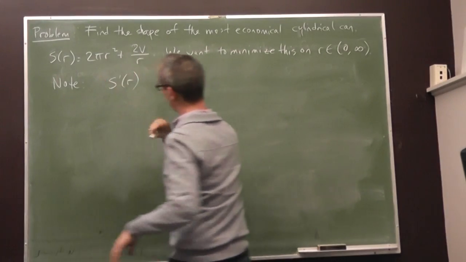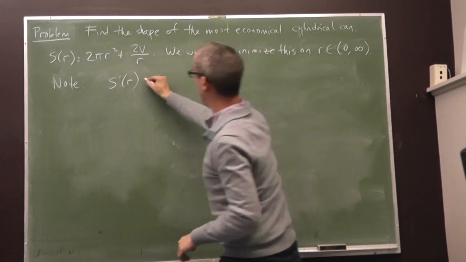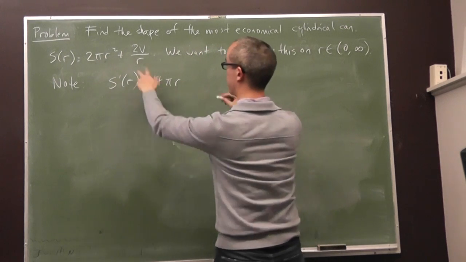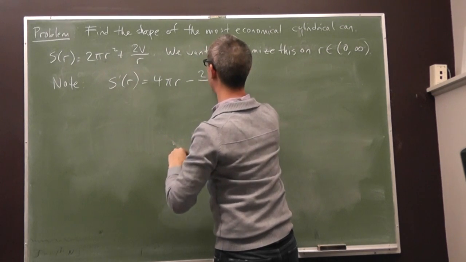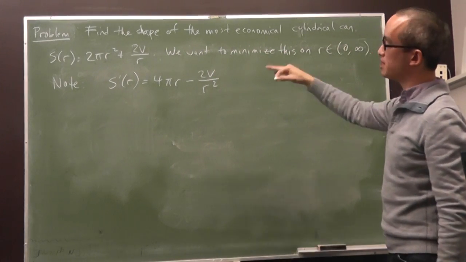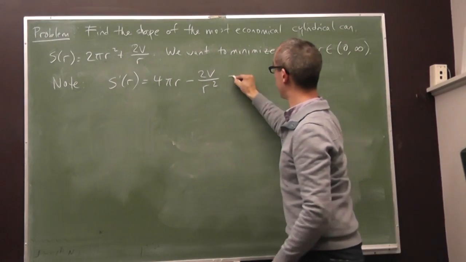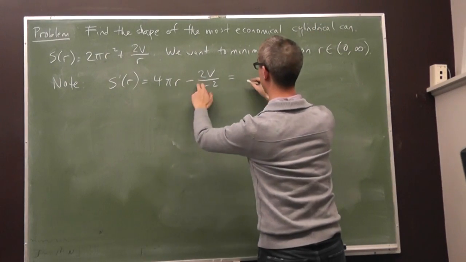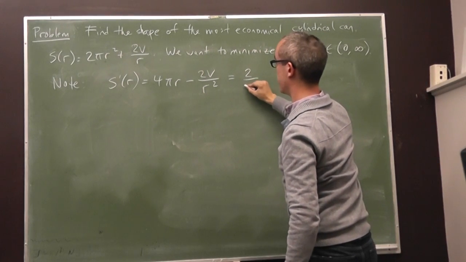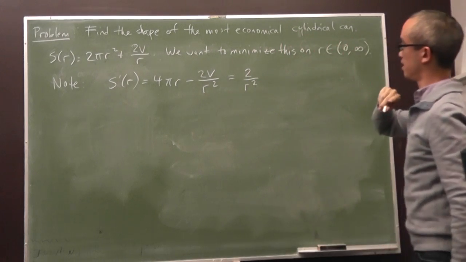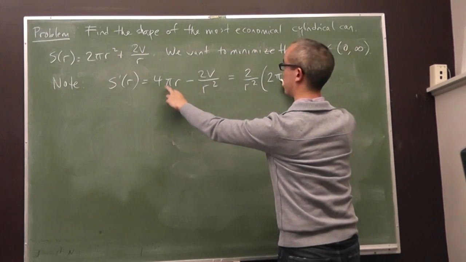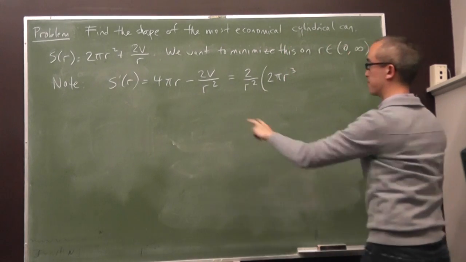And at this point, this is just a standard problem that we know how to solve. S prime of r is equal to 4 pi r, using the power rule. And then differentiating the second term, I get negative 2v over r squared. I want to find out when this is equal to 0. So I'm going to factor it. I'm going to pull out a 2, because both terms have a 2, and I'm also going to pull out an r squared. And so what I'm left with is 2 pi r cubed, and from this term, just a v.